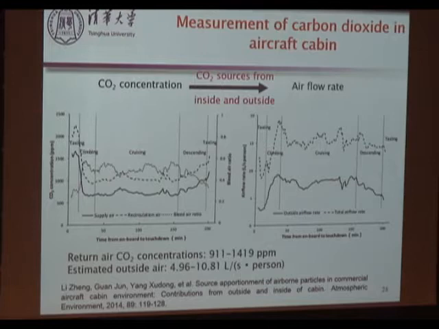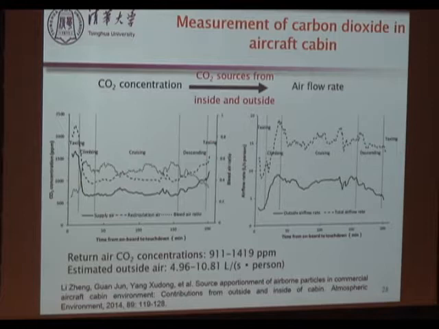So it's somewhere between 900 and 1,400, which is roughly the same level as what we have in buildings, like in this room. This room may be a little bit higher than that. And based on the CO2 generation rate and CO2 level, we could estimate the outdoor air. We cannot directly measure that, it's very difficult, but we can estimate, and that is around 5 to 10 liters per second per person. The FAA requirement is 4, so this has no problem. For CO2, the FAA requirement is 5,000, this also has no problem. But remember, the FAA requirement is a minimum requirement.